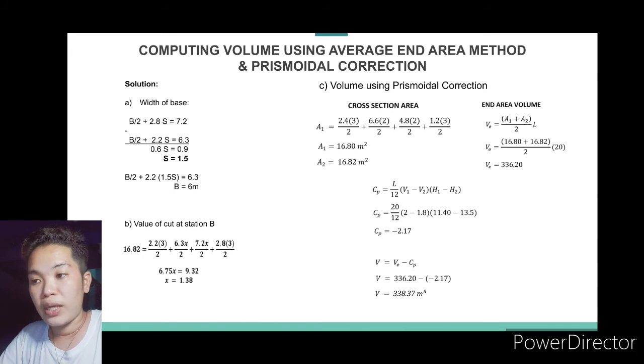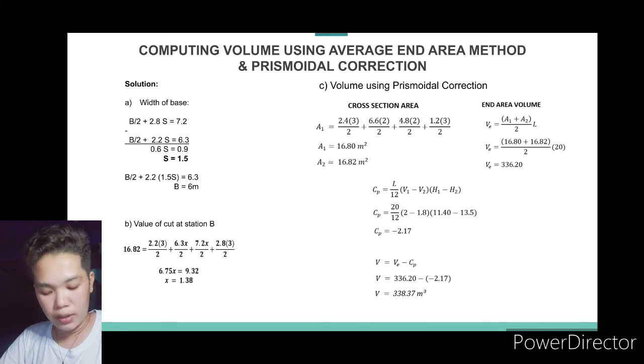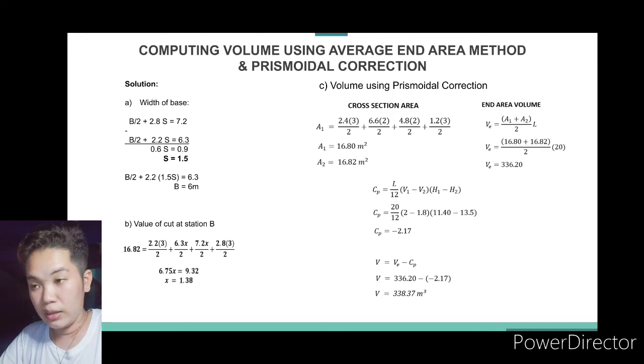Now, we equate it with the 4 sections, which is we multiply 1/2 to the base and height of each section. And for section 1, the base is equivalent to 3 and the height is 2.2. For section 2, the base is unknown and we are going to solve for it, and the height is 6.3. Similarly, for section 3, the base is unknown and the height is 7.2.